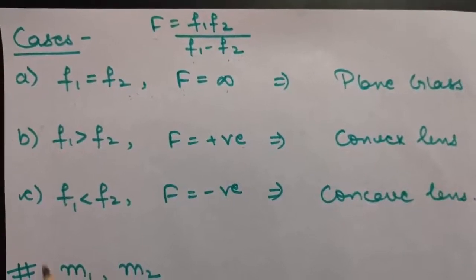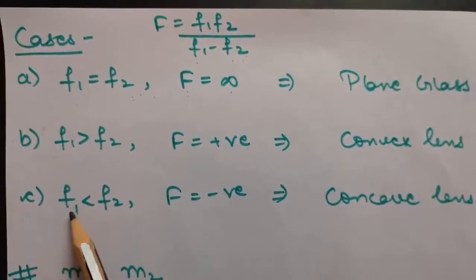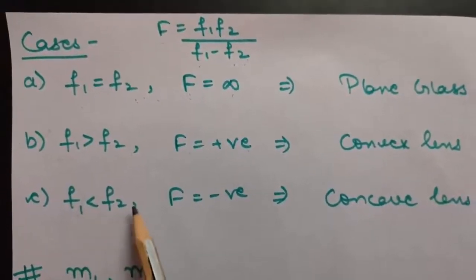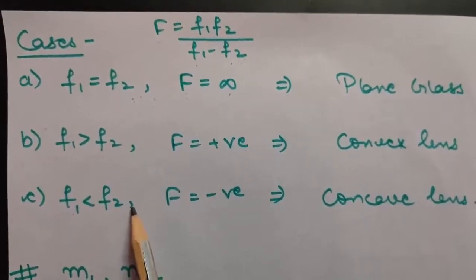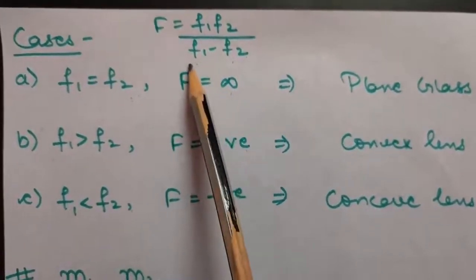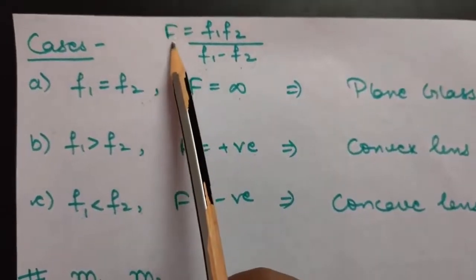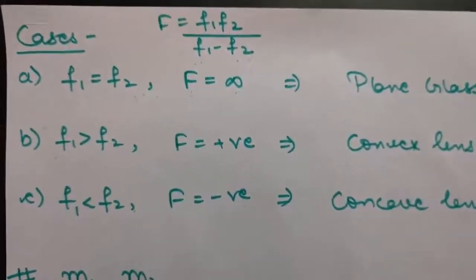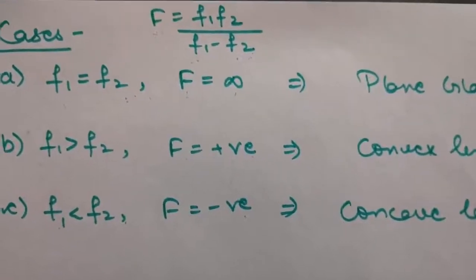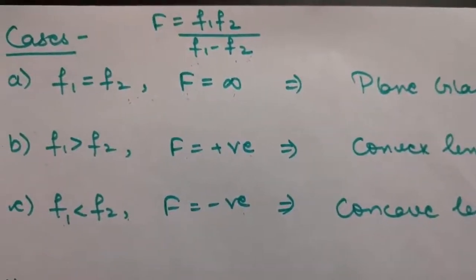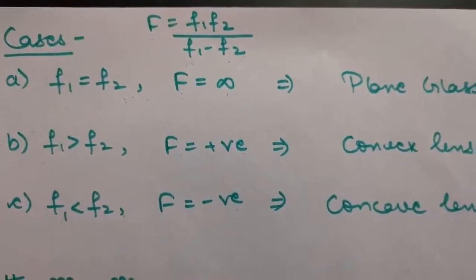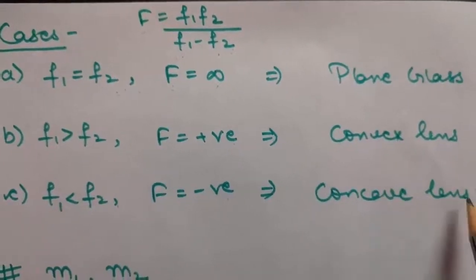The third case is that if the focal length of the concave lens is less than the focal length of the convex lens, in that case f1 minus f2 will become negative. That is, you can say your f will become negative. And again, as you know, the focal length of a concave lens is negative. So you can say that the combination will now act as a concave lens.